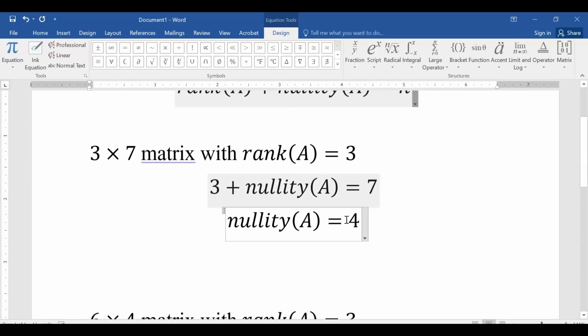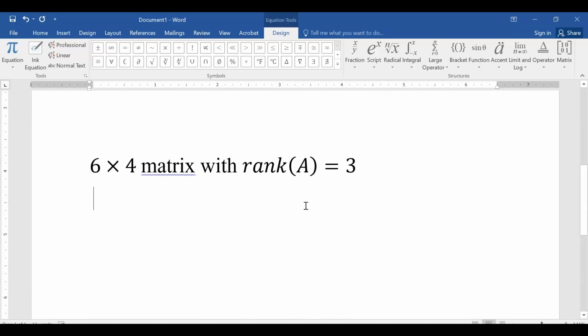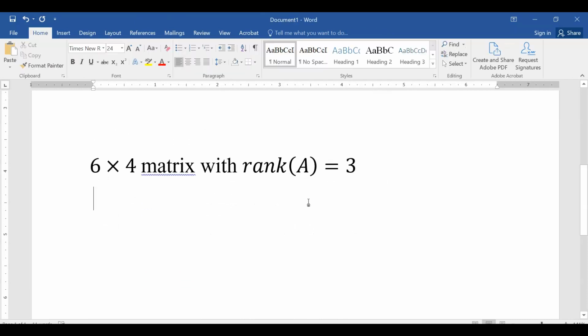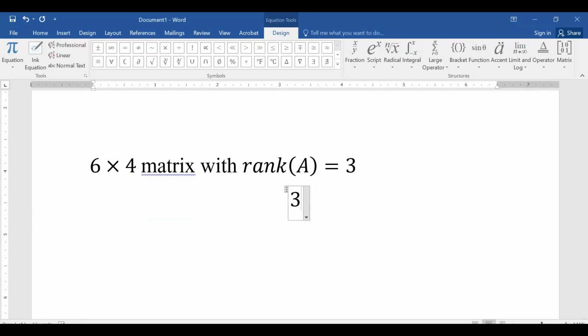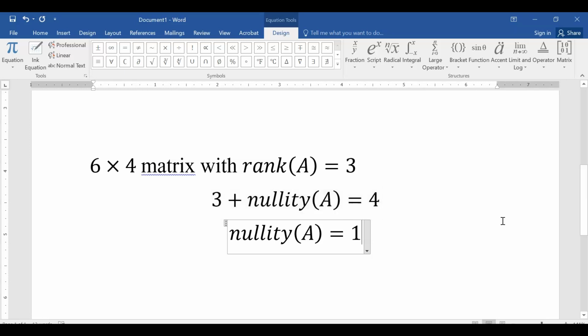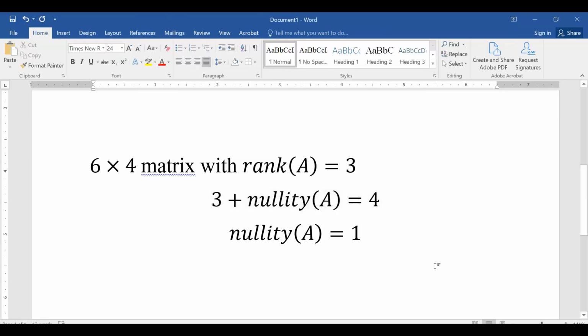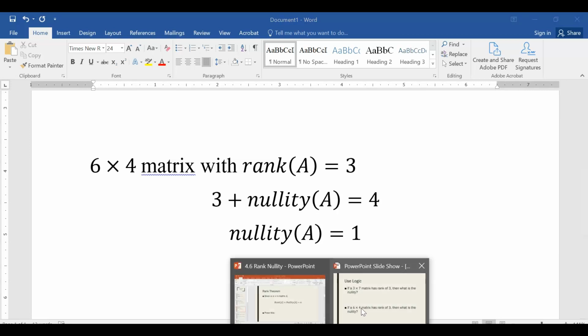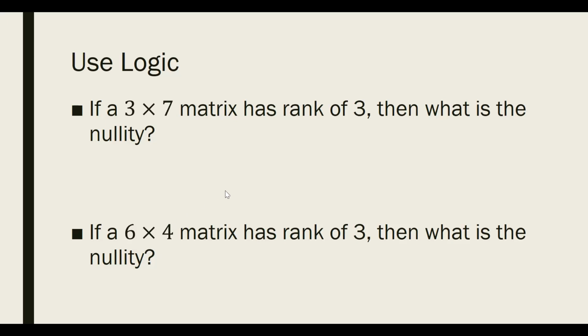Now you can do the same thing with the 6 by 4 matrix. A 6 by 4 matrix having rank of 3 means that 3 plus the nullity of whatever matrix it is has to add to 4, which forces the nullity of the matrix to be 1. Okay, so that's the idea of using some logic with rank and nullity. We're going to do a few more of those examples. Not every time are you just given rank.